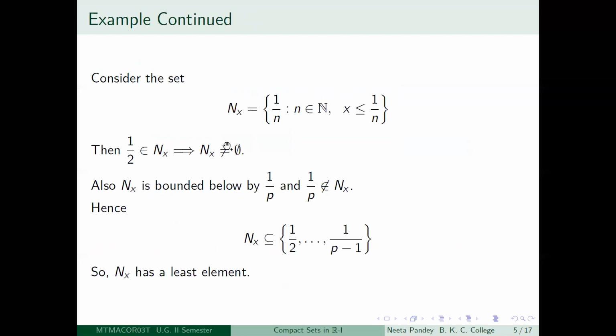So you just construct a new set depending on the set x. That is why I'm calling it Nx. Nx is equal to all 1/n, where n is a positive integer, so that x is less than or equal to 1/n. So from where am I getting this idea?